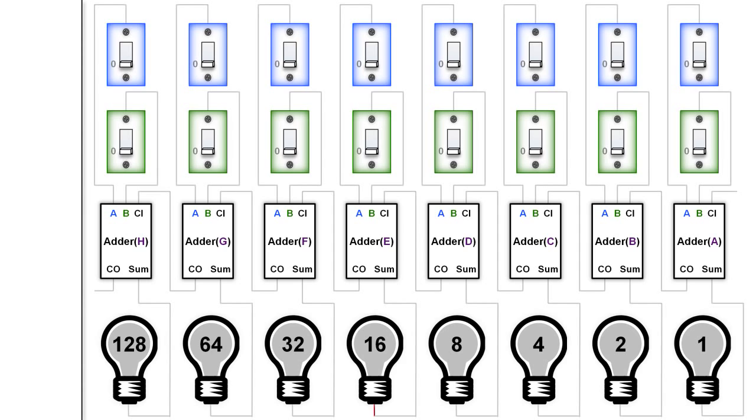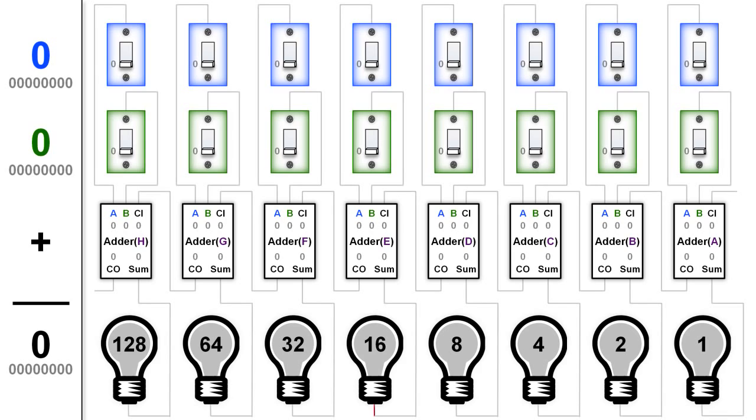Let's now add an area on the left to see what we're doing. We'll first put the binary numbers that our switches and light bulbs represent, and then a plus sign to represent the adders, and then we'll add the equivalent numbers in decimal form. Finally, we'll put numbers on the adders themselves, showing the current state of each wire coming into the adder and going out, 0 or 1, off or on.